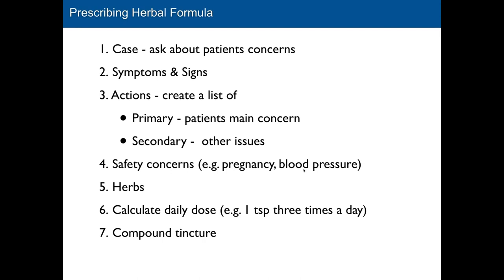Now, generally speaking, when someone comes into your practice, they usually come in with more than one complaint. They might come in with heartburn and constipation and maybe some depression, maybe some anxiety, maybe high blood pressure. It would be wonderful if you could make a tincture that covered all those complaints or conditions, but it's not always possible. So you need to create a list of the primary actions that you want for this patient's case. If they're coming with heartburn, maybe you want a bitter or a demulcent or whatever it is.